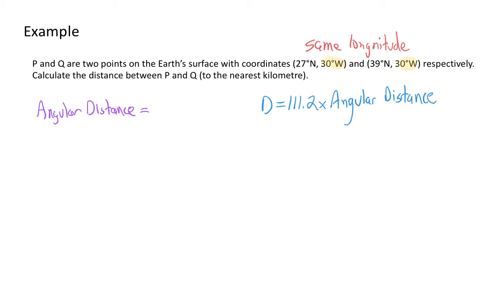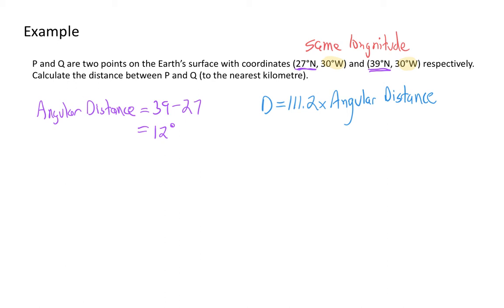So to calculate the angular distance, I'm going to look at my two latitude coordinates, and I can see that one is 27 degrees north and the other one is 39 degrees north. So because they have the same reference, so they're both north, I'm going to subtract the smaller one from the larger one to calculate my angular distance. So it's going to be 39 minus 27, which is equal to 12 degrees. So my angular distance between points P and Q is going to be 12 degrees.